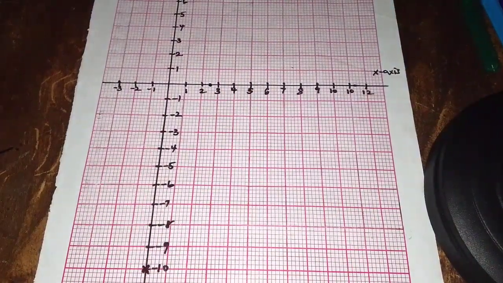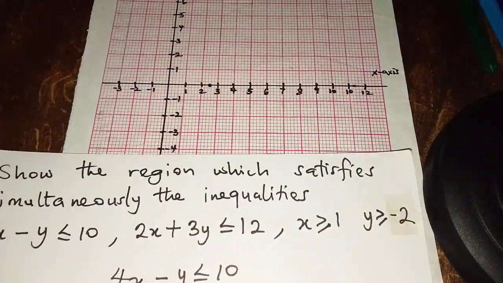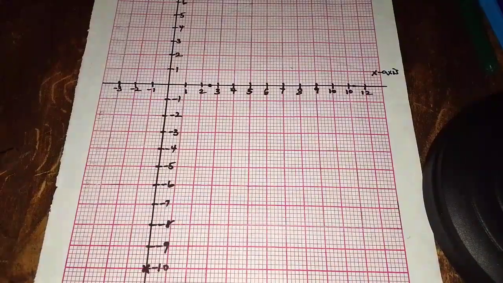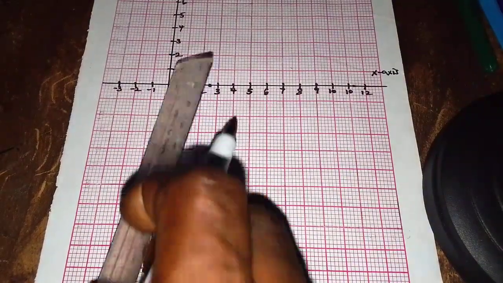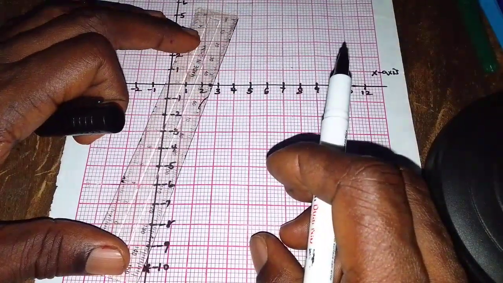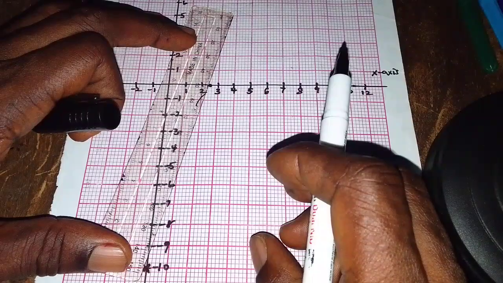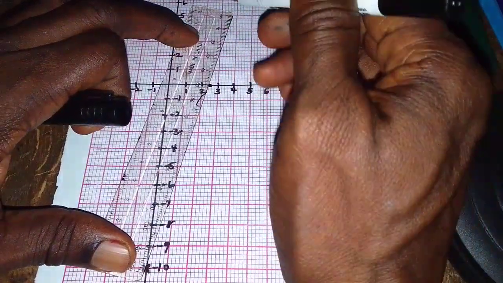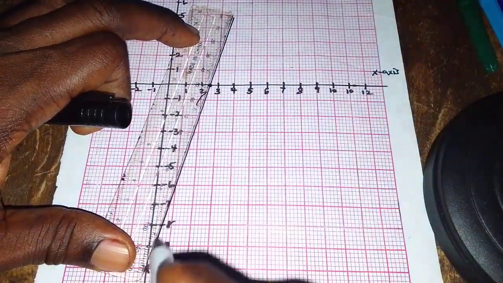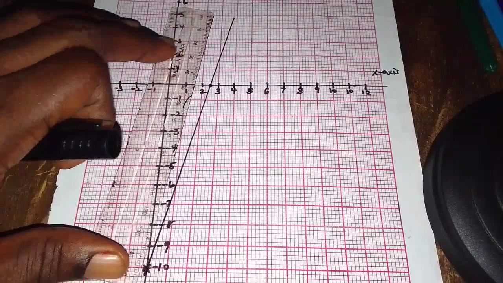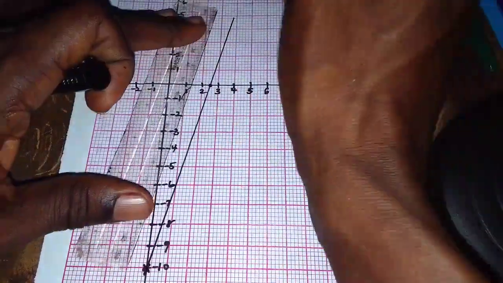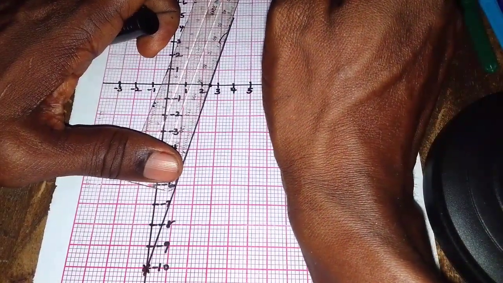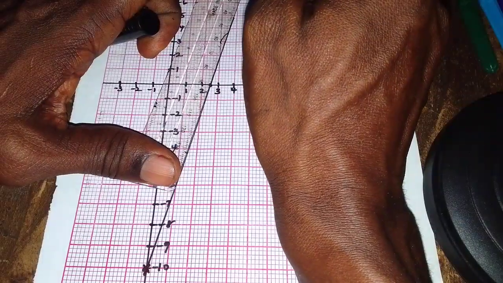So I'm going to mark it. Now, since the inequality has an equality sign, I will join the 2 points with a straight line. So I've joined the 2 points with a straight line.